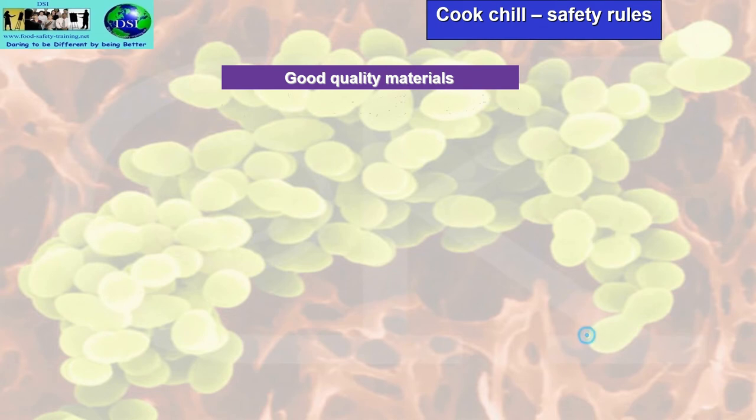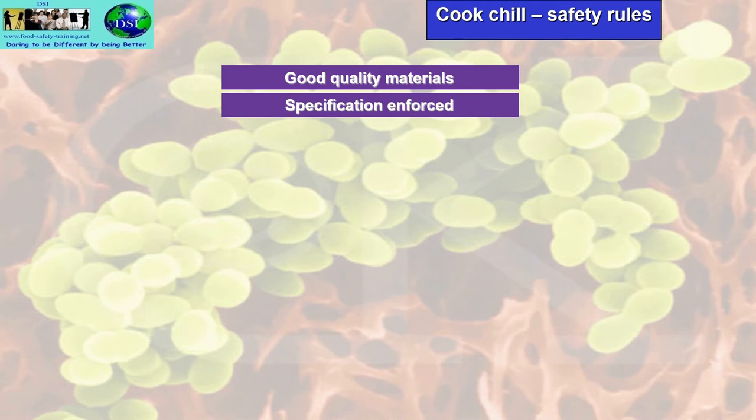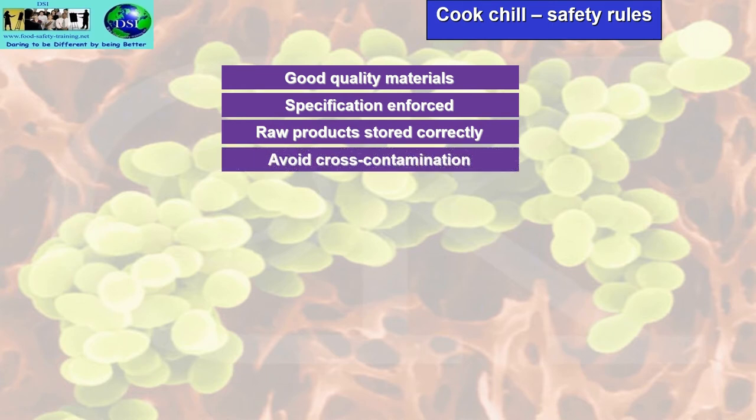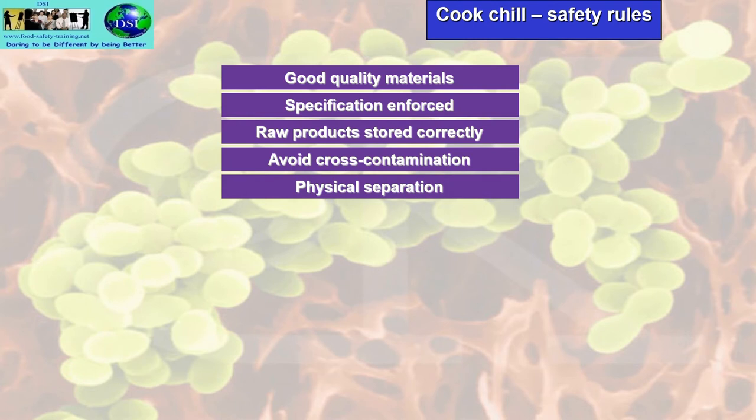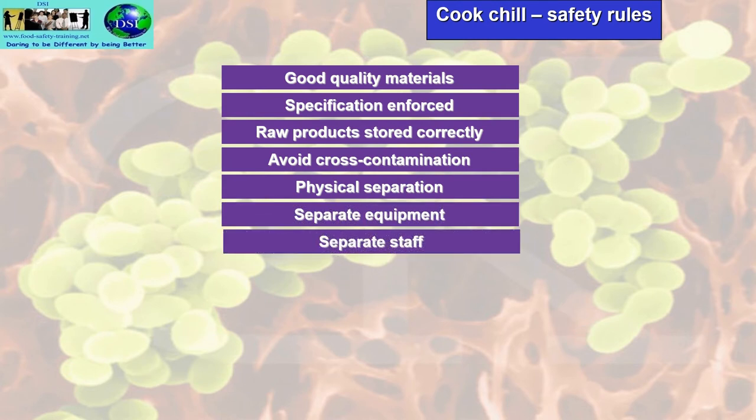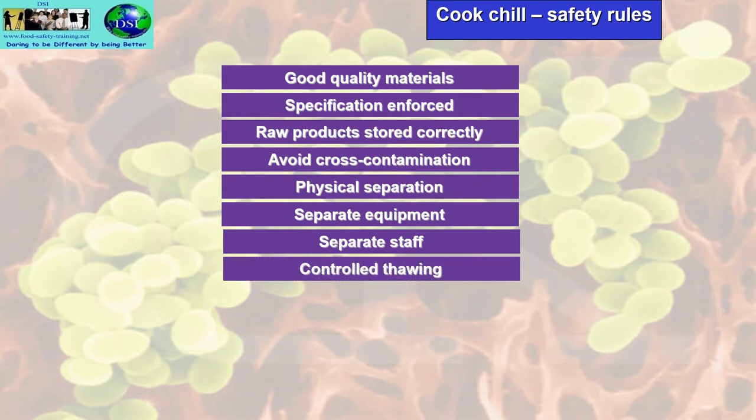Safety rules with cook chill: use good quality materials. Make sure the specification is enforced at each point. Raw products should be stored correctly. Avoid cross-contamination at all times. There must be physical separation. Separate equipment, separate staff. Controlled thawing. By separate, I mean separating equipment and staff for raw and for cooked. In other words, you'll keep the staff separate, you'll have staff preparing the raw food, you'll have staff preparing the cooked food.